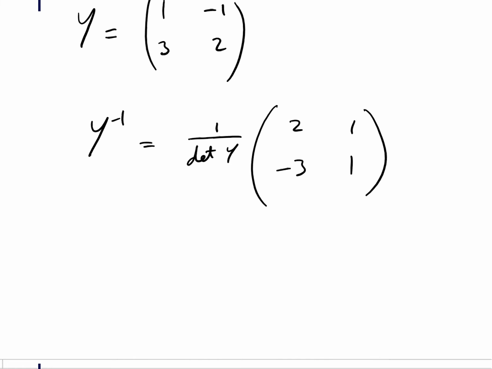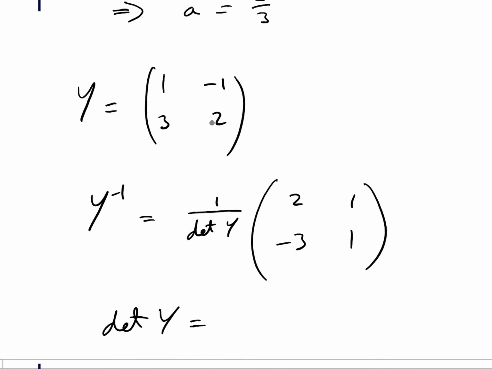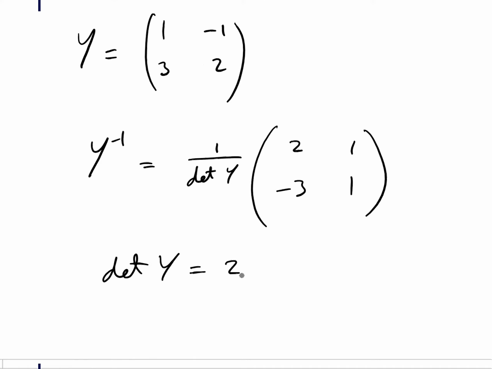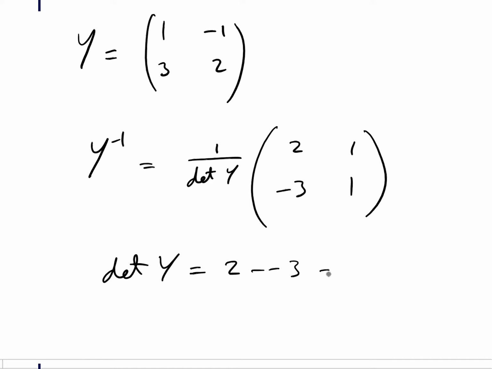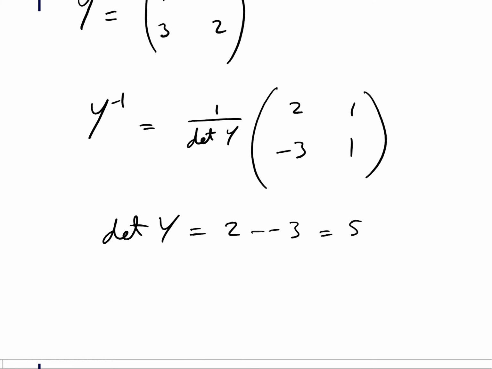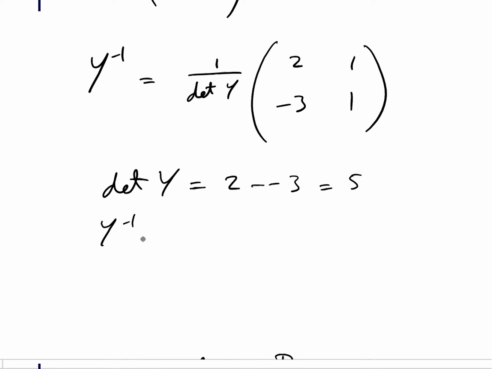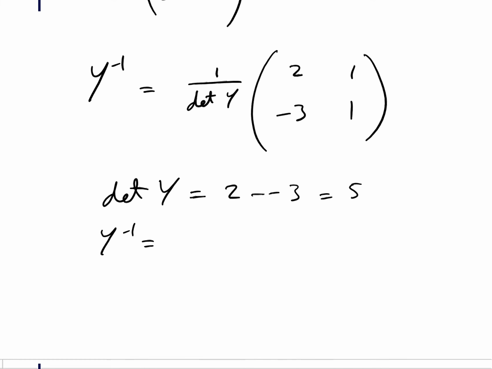What's the determinant of Y? Well, it's going to be equal to 1 times 2, which is 2, minus 3 multiplied by -1, which is -3. So that's going to be equal to 5. So the inverse is equal to 1/5, because the determinant now is 5, multiplied by this matrix here, 2, 1, -3, and 1. We could distribute this 1/5 over all these elements, but if you leave it like that, that should be absolutely fine.